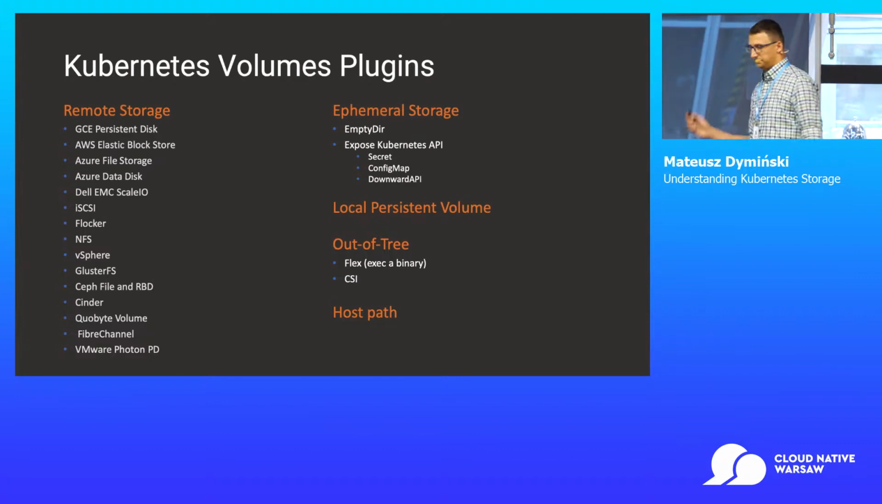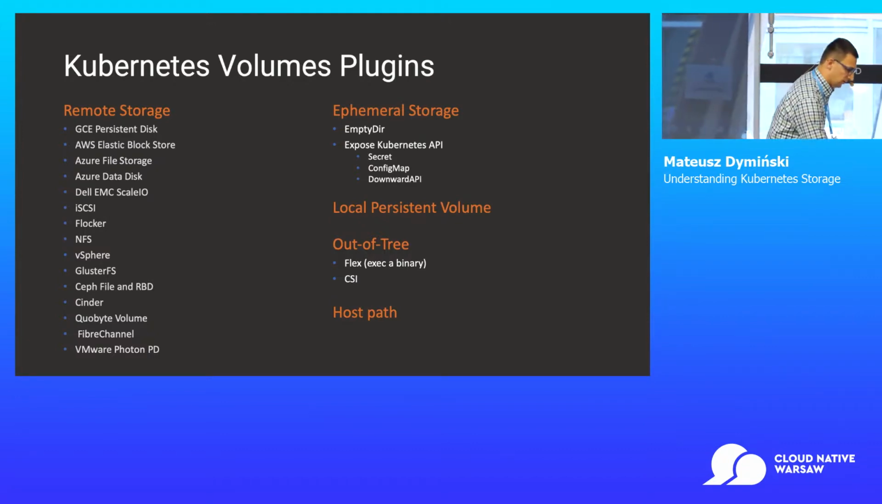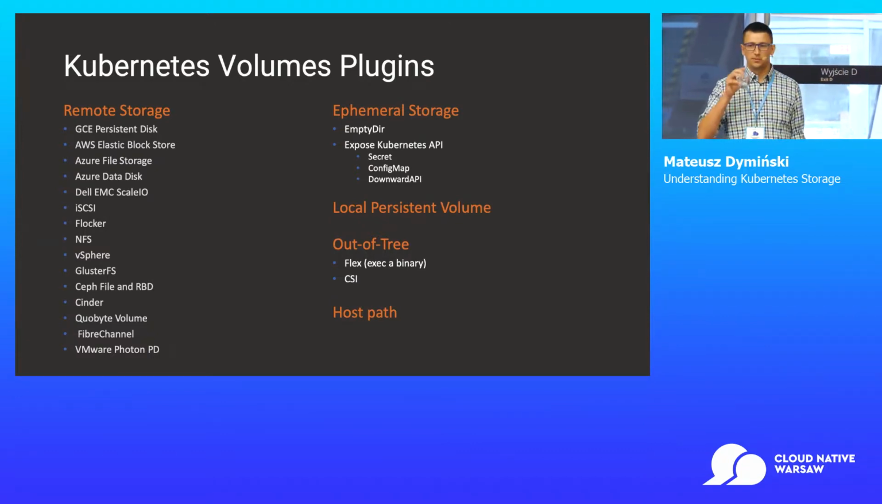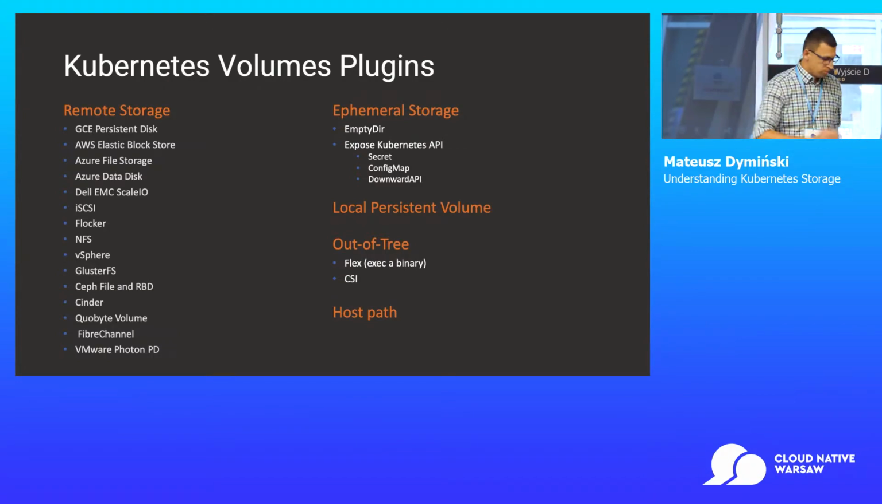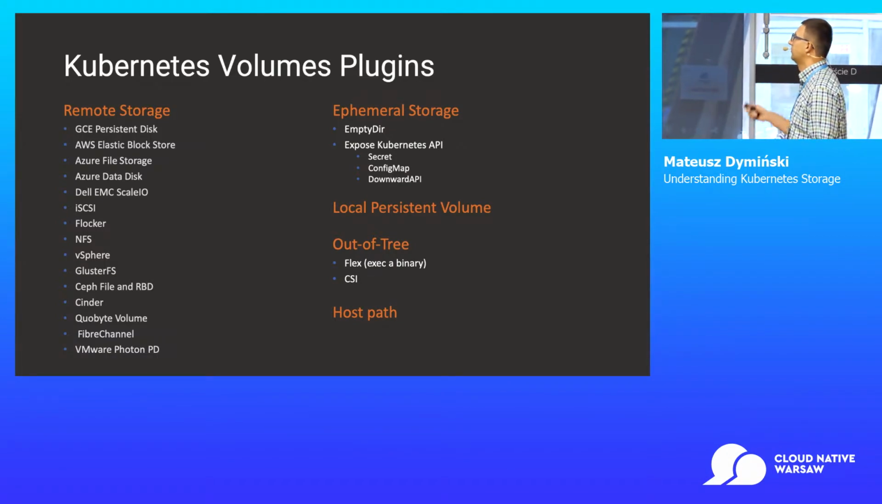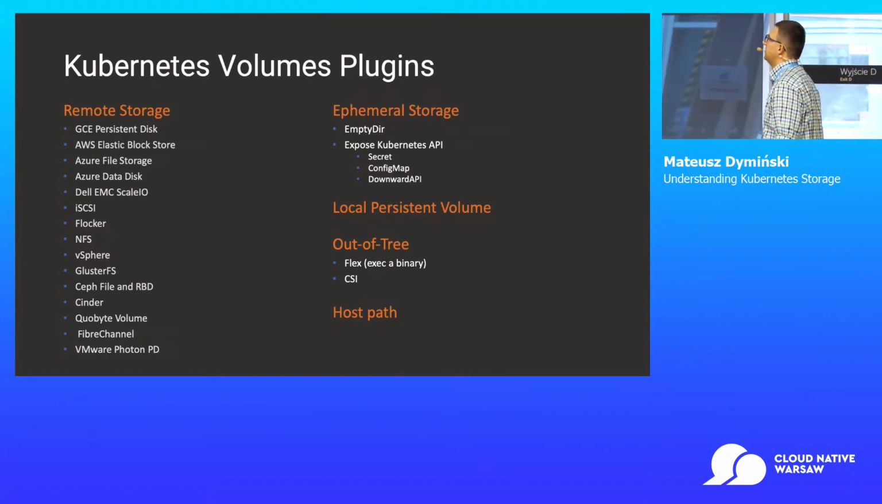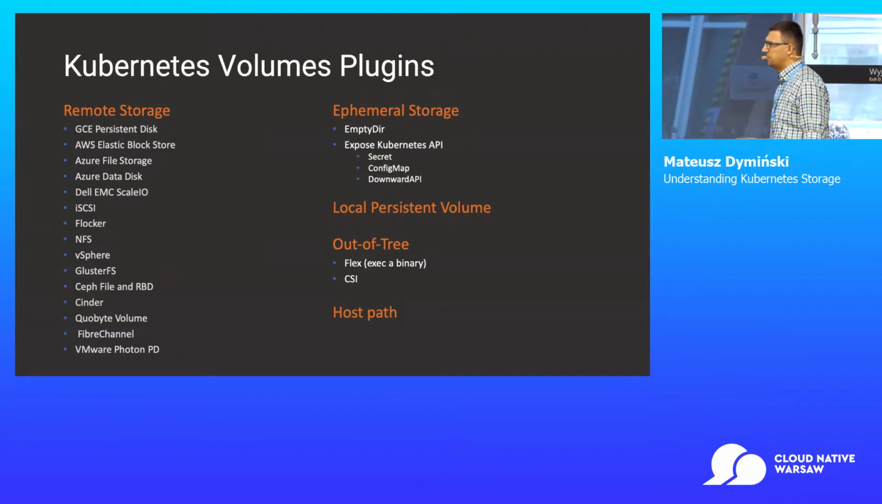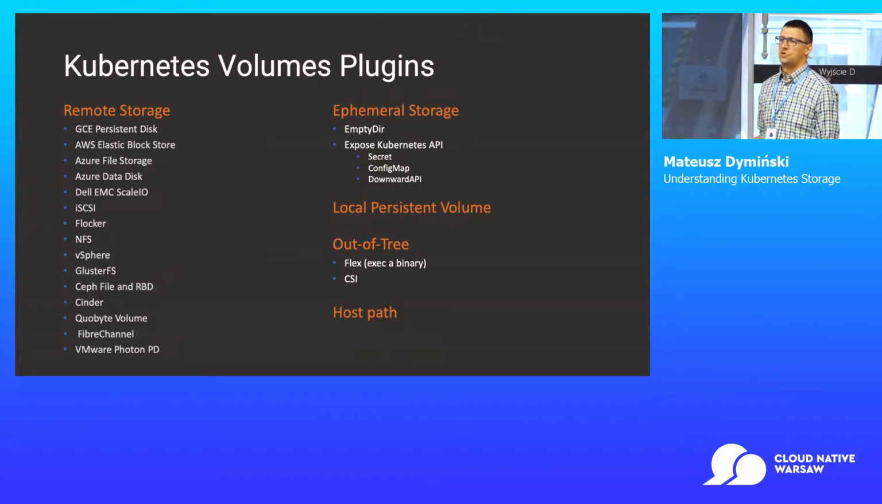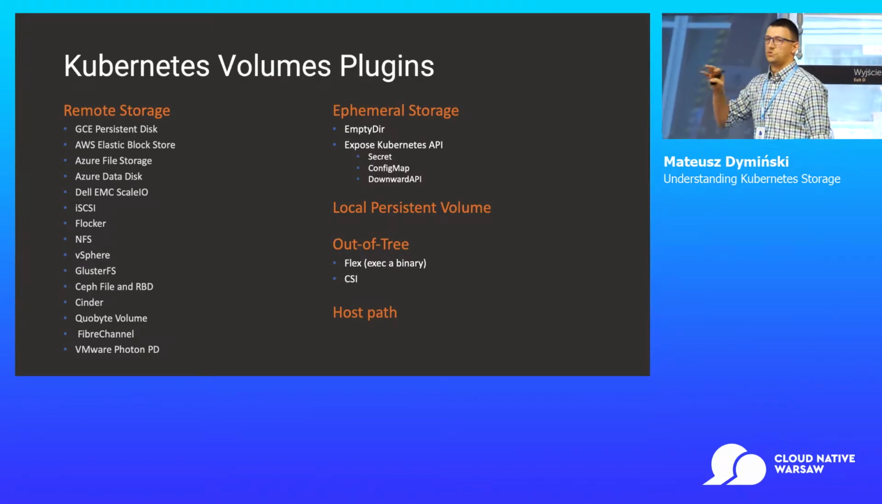Okay, and here are also the types of volume plugins. So we got the remote ones. Those are the most popular. So we've got Azure file storage, GCE, AWS, and so on and so forth. Cinder for OpenStack, and those are the most popular, but there are other options, okay? And we'll talk about all of them today.